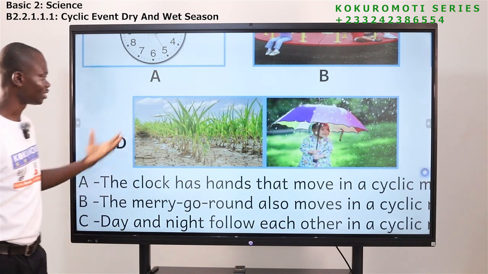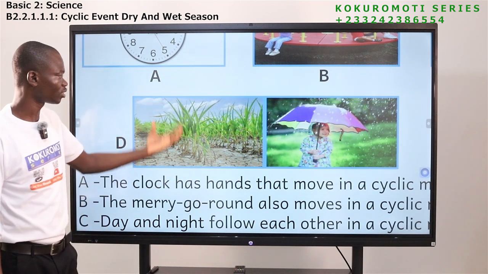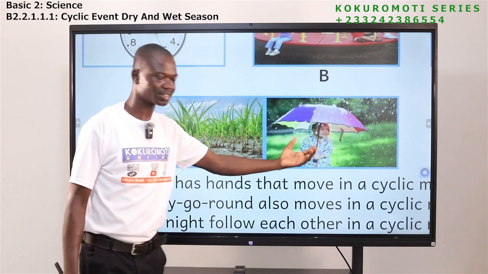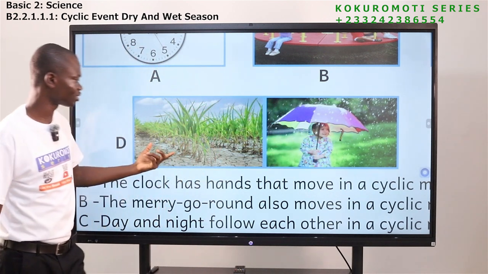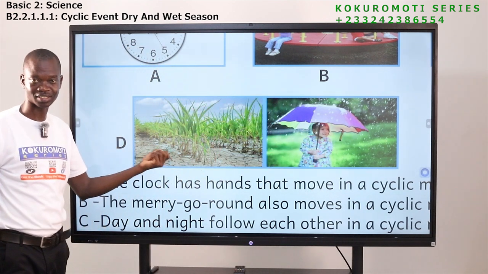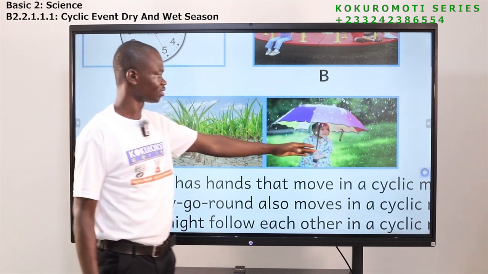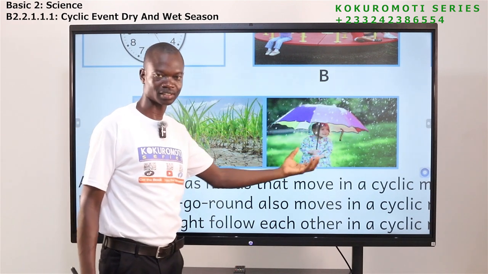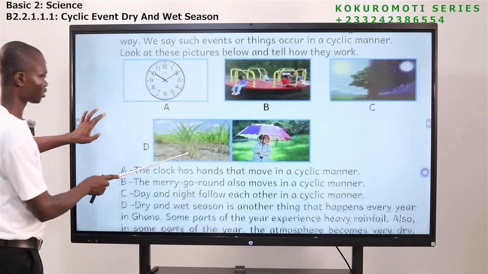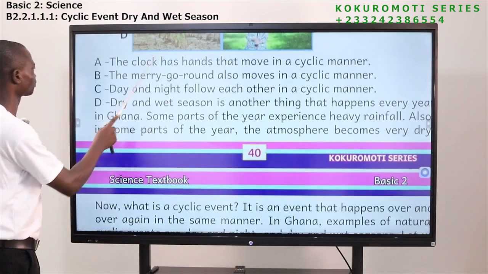So it tells you that in the dry season, this is what we see, and in the wet season, this is what we see. I told you that the dry season is the same as what? The Harmattan season, and the rainy season is the same as what? Wet season. Okay, now let's move on.